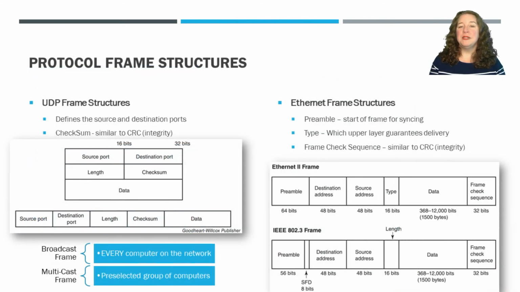Okay, so I promised you some detail on frames. These are some examples of a UDP frame and an Ethernet frame. So our UDP, remember UDP is connectionless. It defines the source and the destination port. So you can see source port and destination port given as 16-bit numbers. They want to keep track of how long the length is because we want to know how long we have to look. And then they have something similar to a CRC, which is an integrity check that we call checksum. Then we send our data.